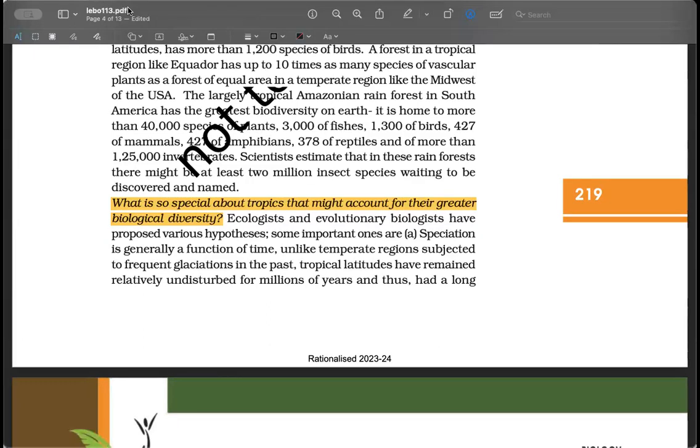Have you written the question, everyone? Yes. And there are two reasons for it that we discussed. One is this point A: that speciation requires time, and tropical regions can give relatively longer undisturbed periods to organisms than temperate regions. Does the first make sense?